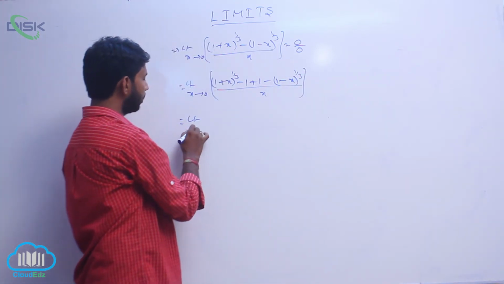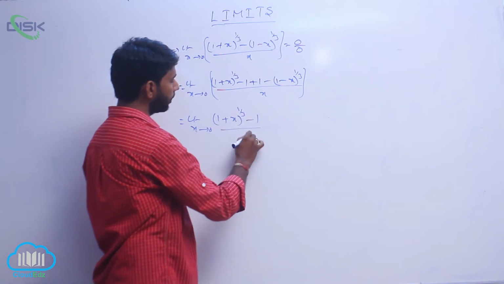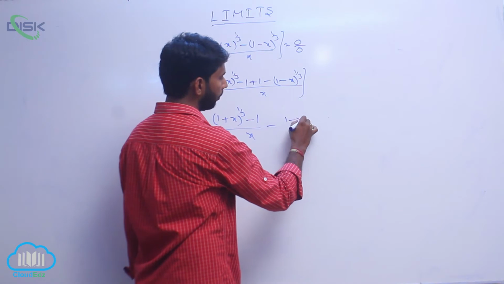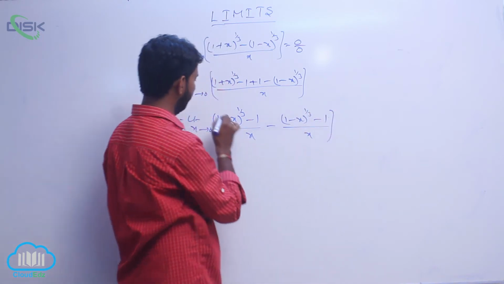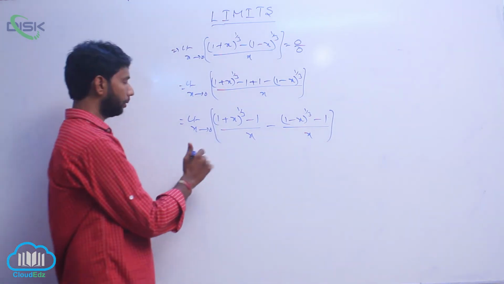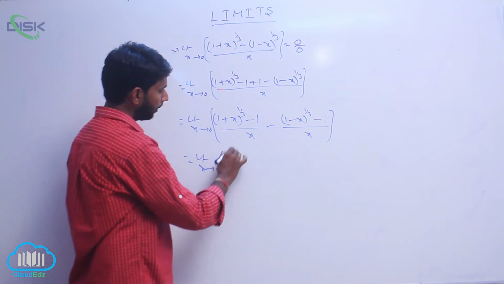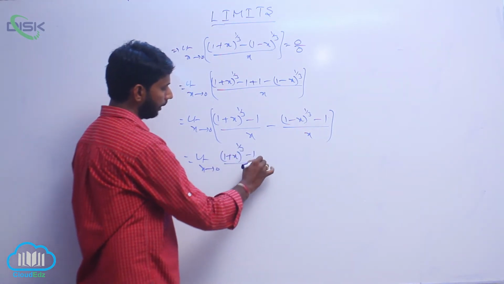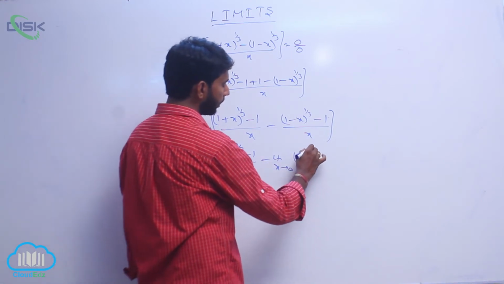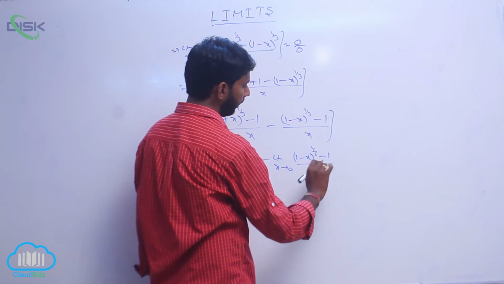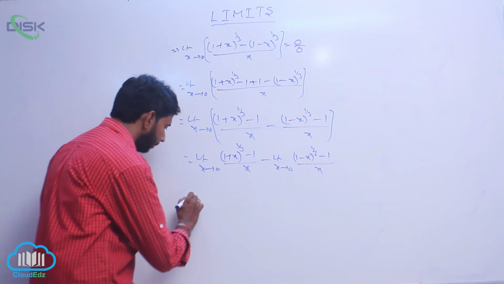That is the limit as x tends to 0, written as [(1 plus x) whole power 1 by 3 minus 1] by x minus [(1 minus x) whole power 1 by 3 minus 1] by x. The limit is separated into two terms. That is the limit as x tends to 0 of [(1 plus x) whole power 1 by 3 minus 1] by x, minus the limit as x tends to 0 of [(1 minus x) whole power 1 by 3 minus 1] by x.